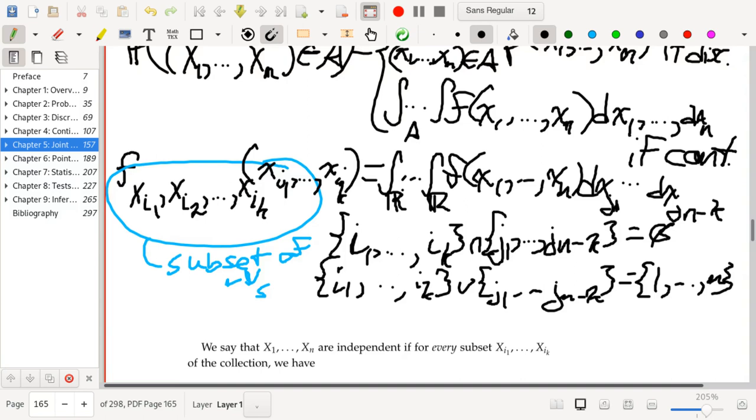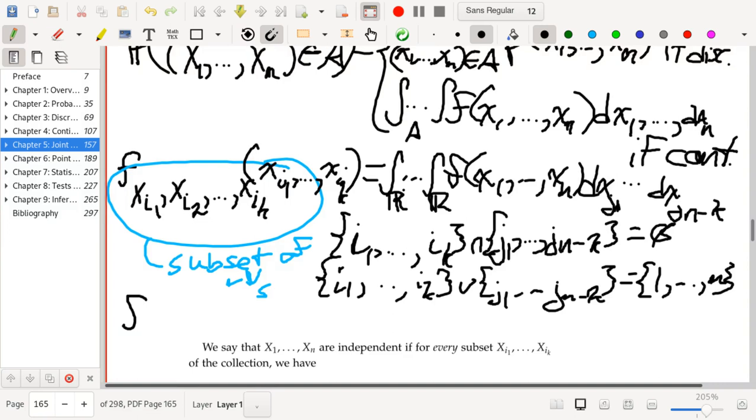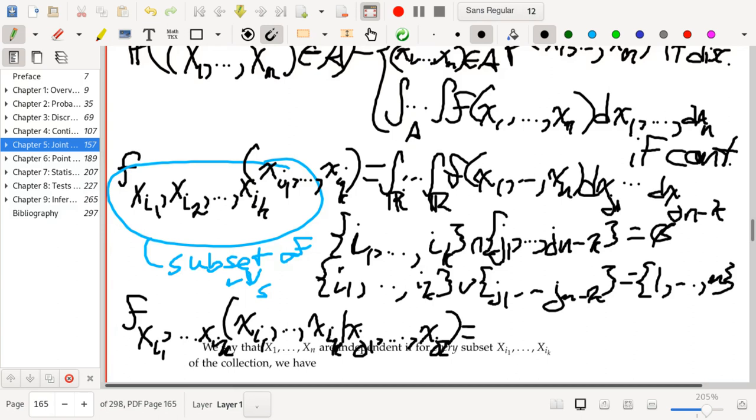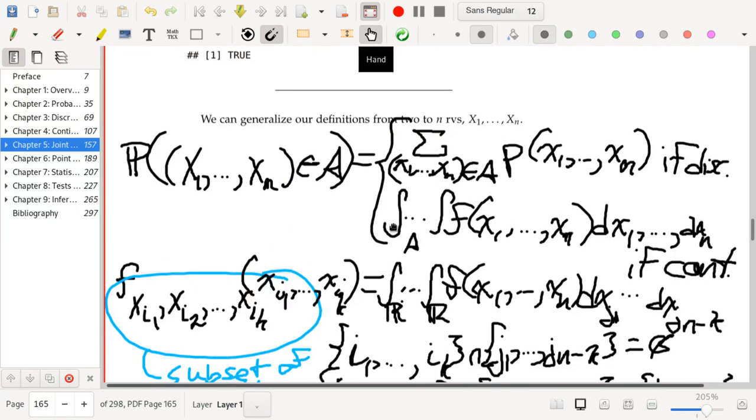For discrete, it's going to be very similar, except you're going to be summing. And finally, you can have a conditional probability density function. So again, we have some subcollection of random variables, xi1 to xik, and then this is given some other random variables, xj1 to xjl. I think at this point in my notes, I just said this is equal to stuff. I gave up. But long story short for this section, you can do all of this for general collections of random variables.